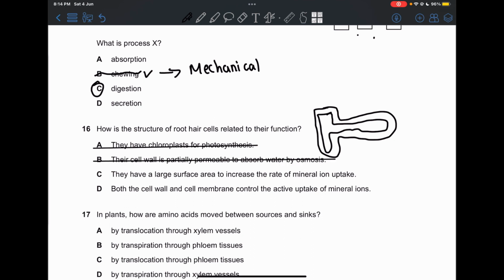Now C, they have large surface area to increase the rate of mineral ion uptake. Now this is correct because, as we know, it performs active transport to allow the absorption of mineral ions. So we're going to be choosing C. Now D option is incorrect because both the cell wall and cell membrane control the active uptake of mineral ions. This is incorrect because it's only the cell membrane which has protein carriers. So the cell wall isn't really related to what is going on over here.